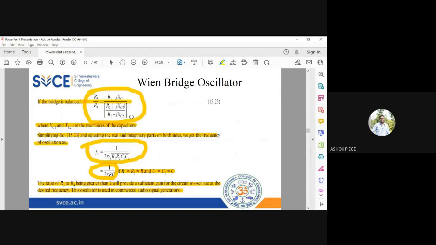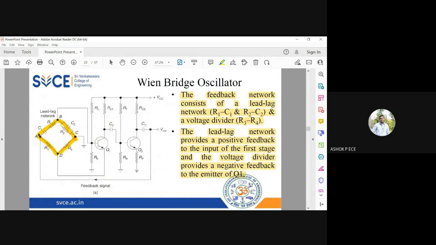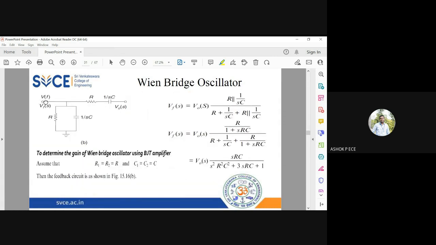So I am redrawing the circuit like this. See here, for the bridge, input to the bridge is V naught and output from the bridge is VF. It is the feedback voltage. So you can see input is given to RC series and output is taken across RC parallel. So I can redraw the diagram this way. See here, output is coming. You have to look at the diagram in this way. So output is coming and it is given to RC series, and feedback voltage is taken across RC parallel.